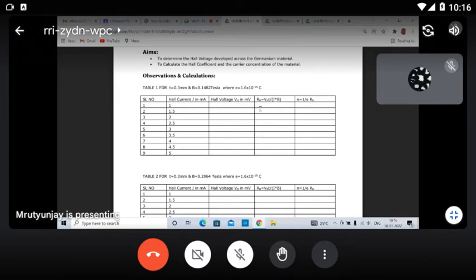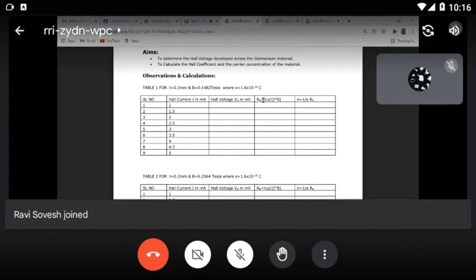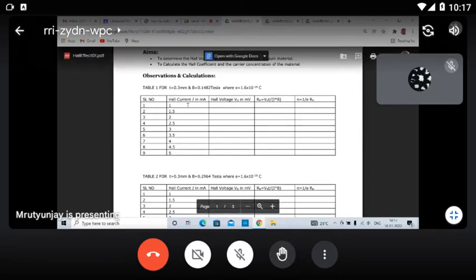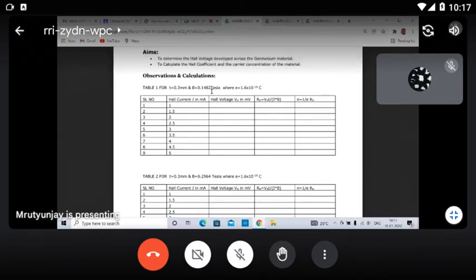Then this is the formula to calculate RH, the Hall coefficient. You have to calculate it using this formula. VH you will find from this column, then T, which is given, then I you will find from here, and B is constant. Then you have to find the carrier concentration, that is N. One is the Hall coefficient, and then this is the carrier concentration. You need to calculate these two.